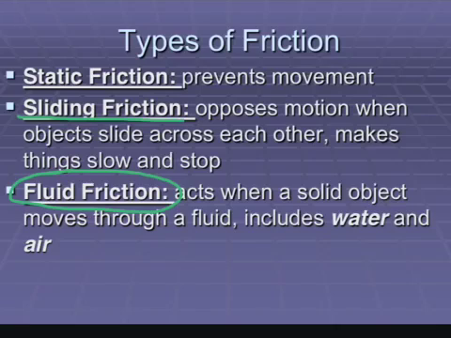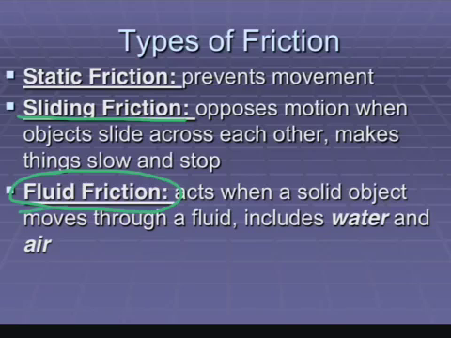Sliding friction is the friction that opposes motion when objects are sliding across each other, and it's what makes things eventually stop if they're moving. So you can think about pushing a box or something, maybe a box with just a couple of things in it. You push the box and it slides across the floor. Eventually it stops sliding. It's not going to slide forever, and that is due to sliding friction.